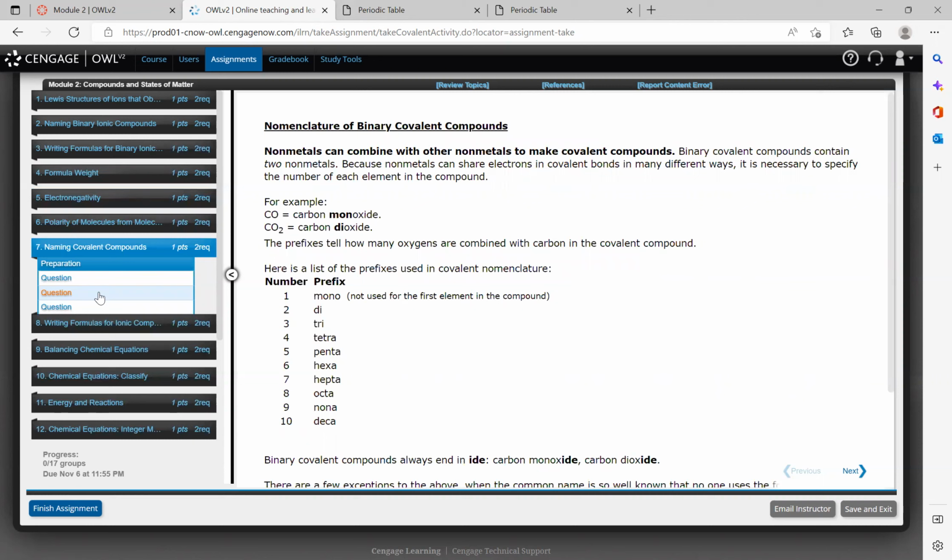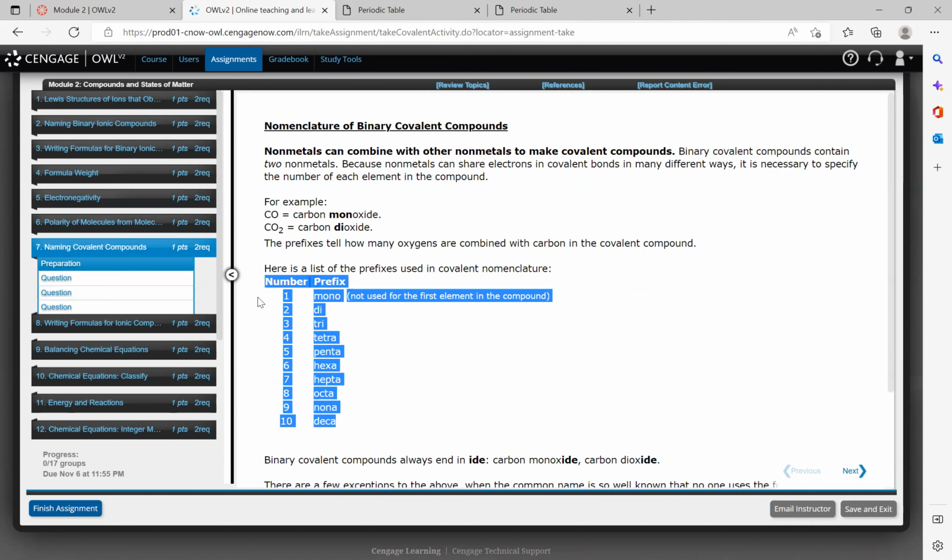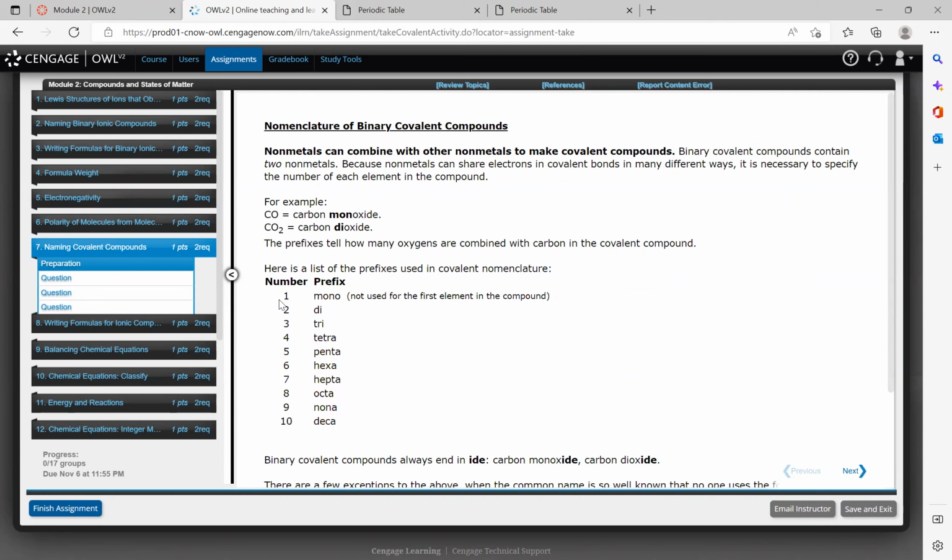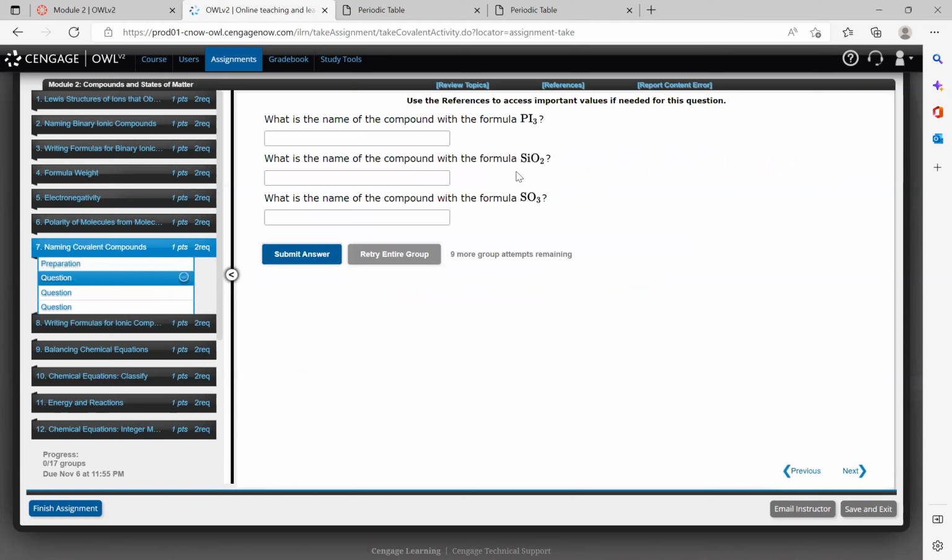In this circumstance, when we deal with 2 nonmetals, we actually care about their prefixes because they don't have charges. They're sharing the pair of electrons because it's a covalent bond, but we have to care about their prefixes. So I do want you to feel familiar with these prefixes. You're going to see them quite a bit, and we want to make sure that we can name these covalent compounds. So for the first guy here, we have phosphorus and we have 3 iodine.